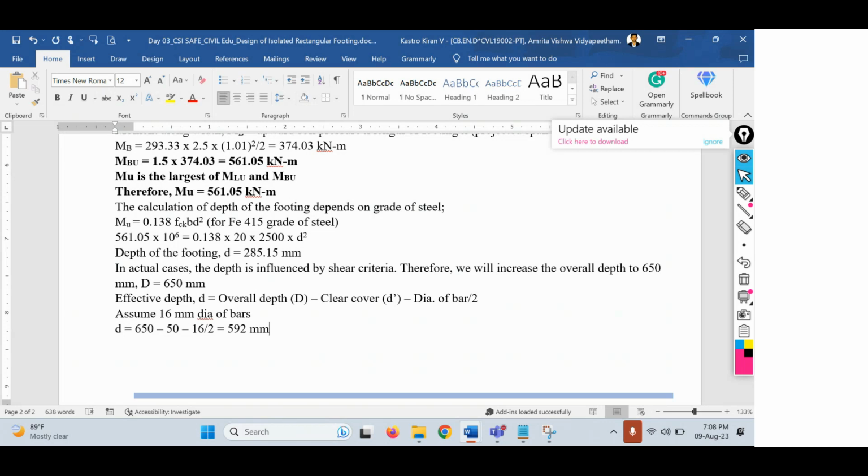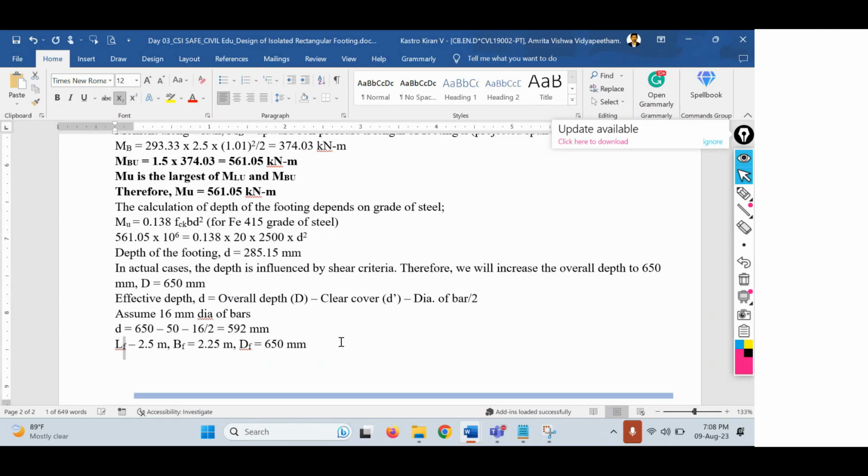So with this, we have found the length, width, and depth of the footing. Let me write that: length of the footing equals 2.5 meters, width of the footing equals 2.25 meters, and the overall depth of the foundation equals 650 mm. So we have finalized the length, width, and depth of the footings.